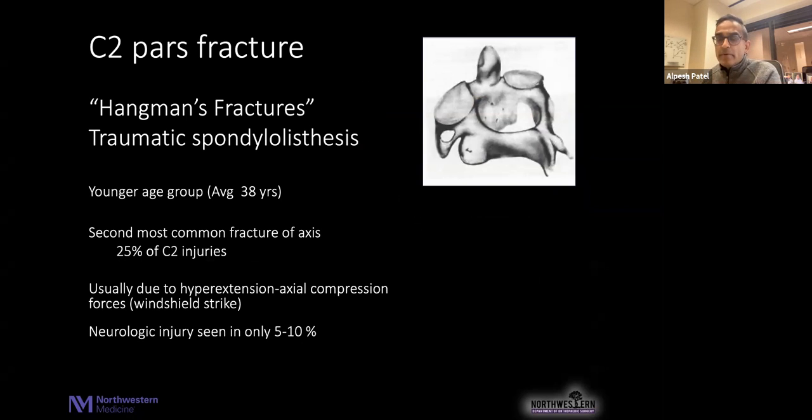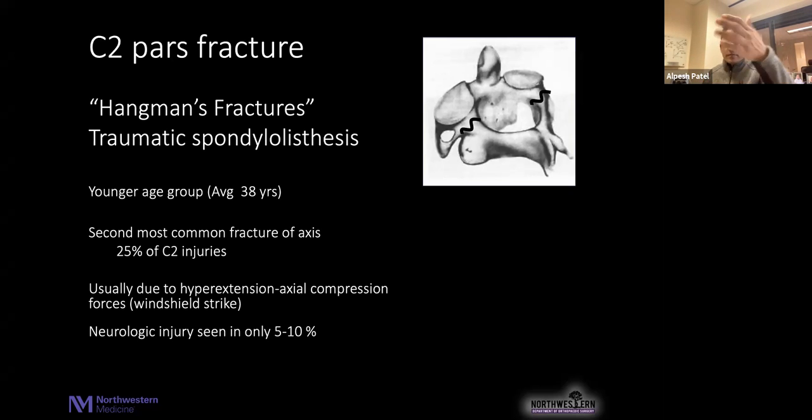And the classic example is a fracture line basically through the pars of C2 bilaterally. And you'll hear this also called a traumatic spondylolisthesis. That's a nice way to think about a pars fracture, right? Bilateral pars fracture. Typically a younger patient population than odontoid fractures that falls more in line with higher energy trauma, oftentimes car accidents. It used to be thought this was a combination of axial compression and hyperextension that would sort of stress the pars and lead them to fail.